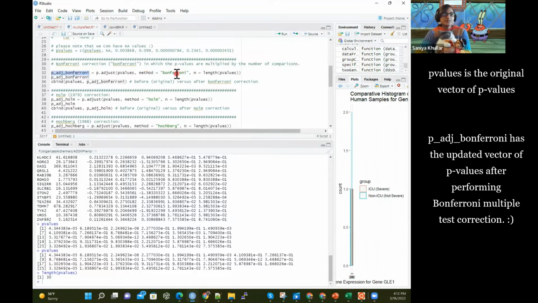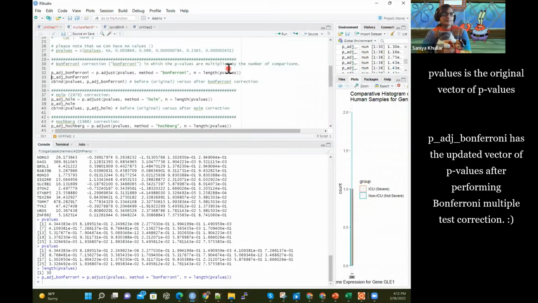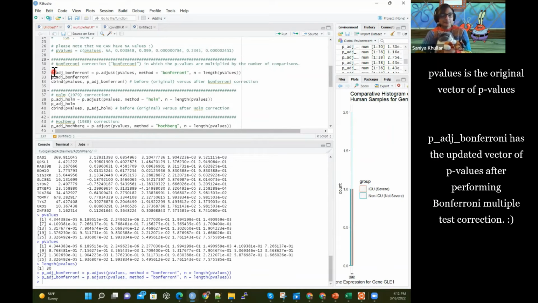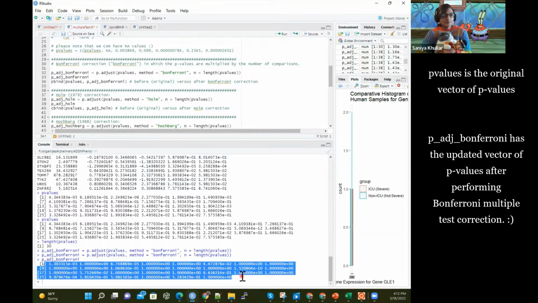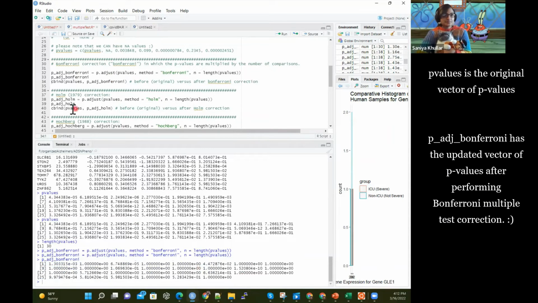All I have to do is change the method to Bonferroni. That's all you're going to see, that I'm just changing what I'm calling the method. So for Bonferroni, I just call this method Bonferroni right here. That's where I make the change. The p-values are multiplied by the number of comparisons. So we're going to see that these are the Bonferroni corrections.